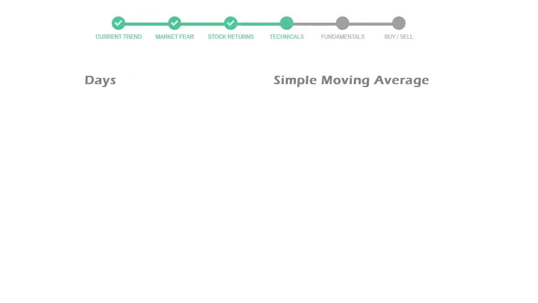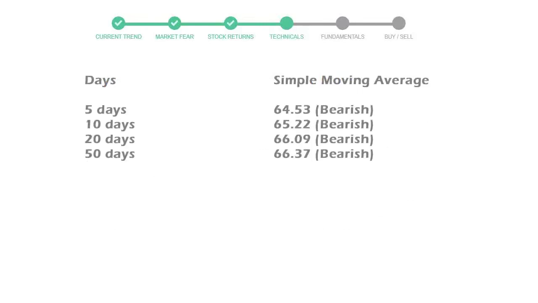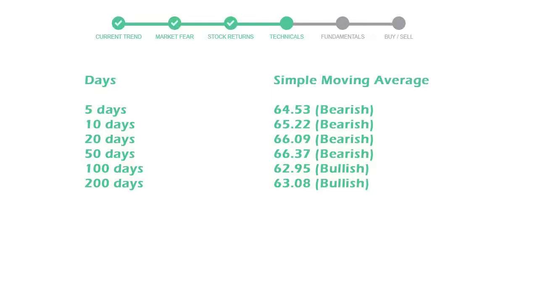Now let's have a look at simple moving average data. Moving average indicates what could be the next footprint of the stock price in near future. 5-day average is 64 with a bearish indication. 10-day is 65 with a bearish indication. 20-day average is 66, which is a bearish signal.